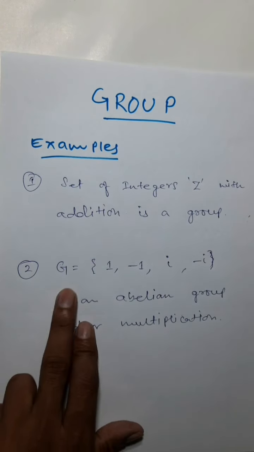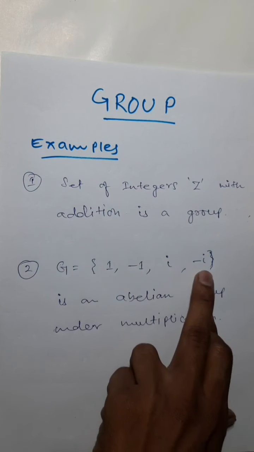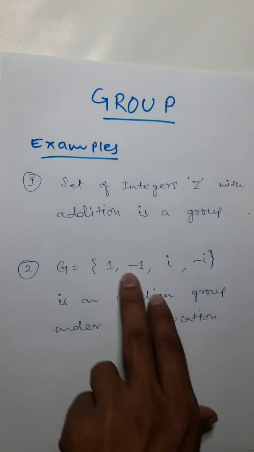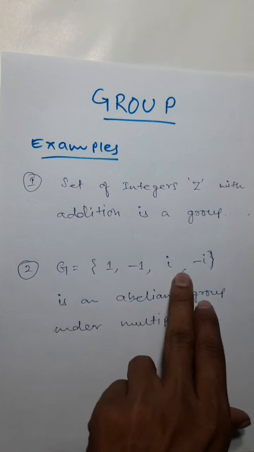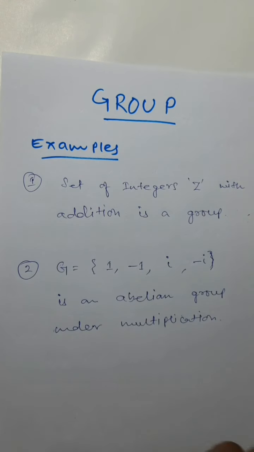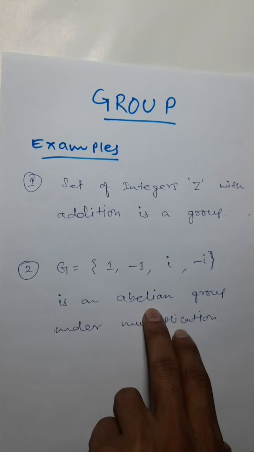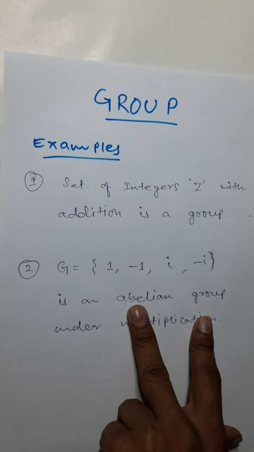Another one is, let G be a set having four elements 1, -1, i, -i, is an abelian group under multiplication. Here the binary operator is multiplication, and the four elements 1, -1, i, -i, a finite number of elements, form an abelian group. Abelian group means the commutative property will be satisfied.